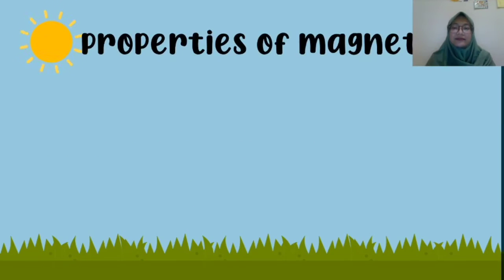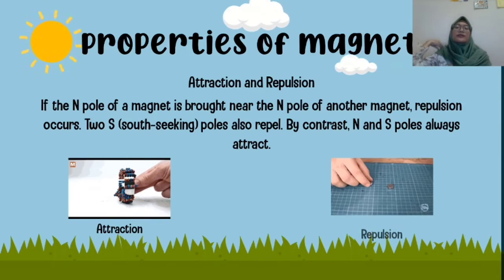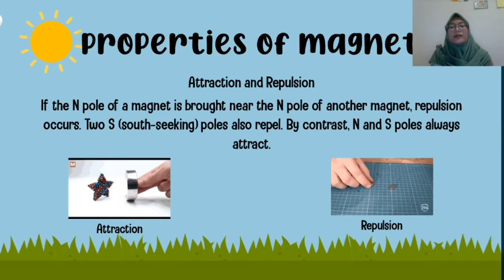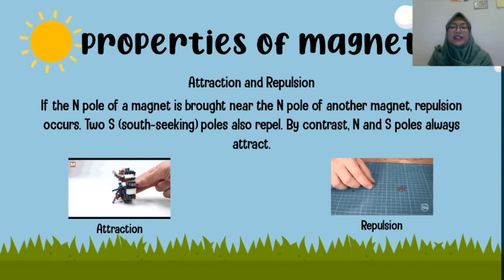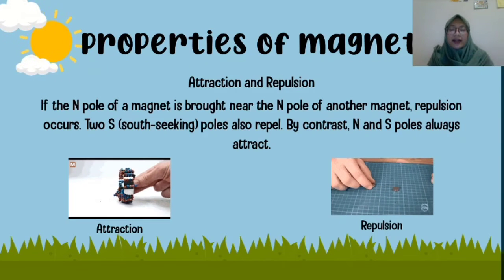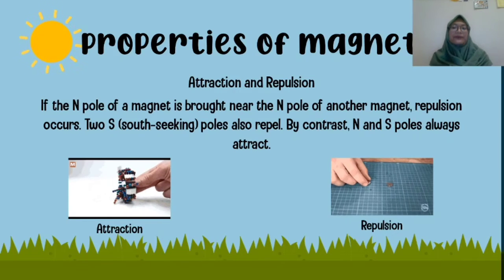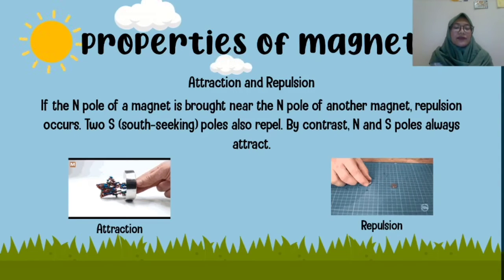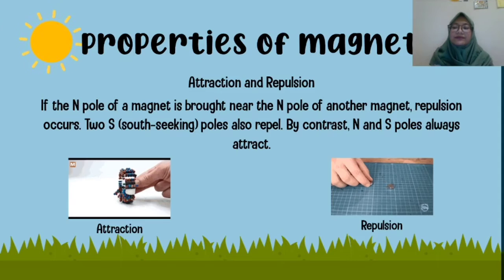And then the next, attraction and repulsion. If the end pole of a magnet is brought near the end pole of another magnet, repulsion occurs, and it will happen with S with S. So simply, repulsion occurs when the same poles are brought near, like N with N or S with S. And for attraction, the N and S poles always attract. So it means two different kinds of pole, the first is N and the second one is S.